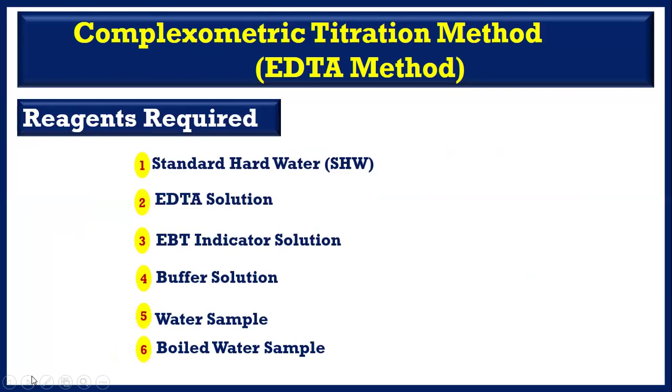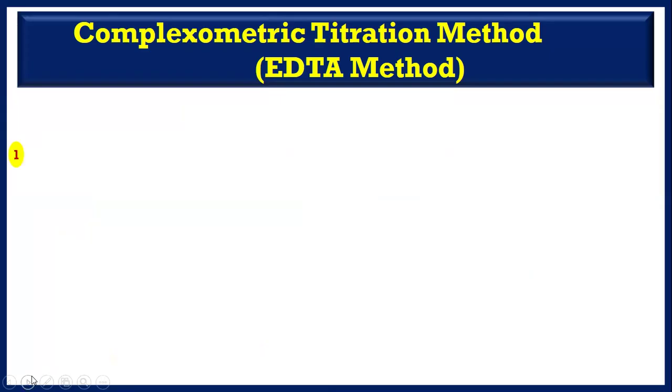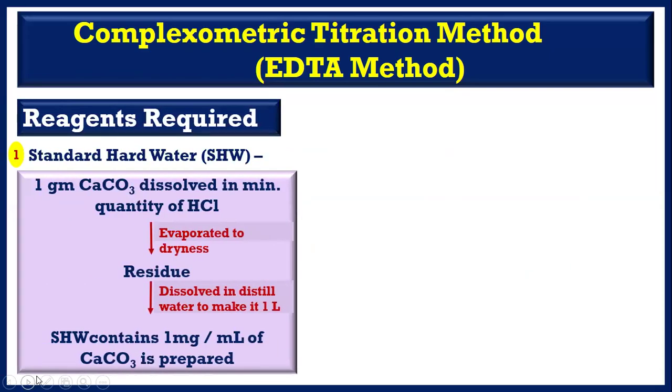So what reagents are required in this titration? A total of 6 reagents are required here: standard hard water, EDTA solution, EBT indicator solution, buffer solution, water sample, and boiled water sample. Let us discuss one by one. Standard hard water. What is standard hard water solution? Standard hard water is the standard solution of calcium carbonate. What is the meaning of standard solution? A standard solution means a solution whose concentration is perfectly known. So that is the standard hard water.